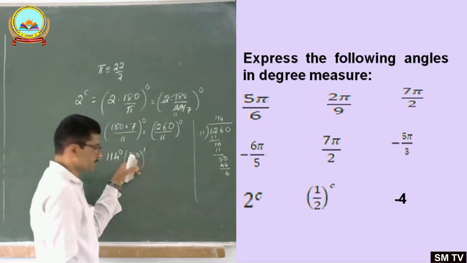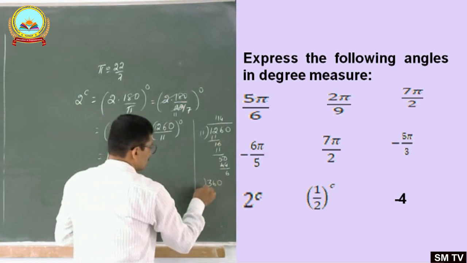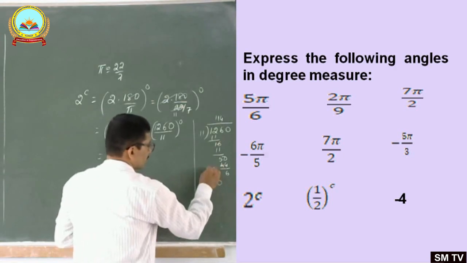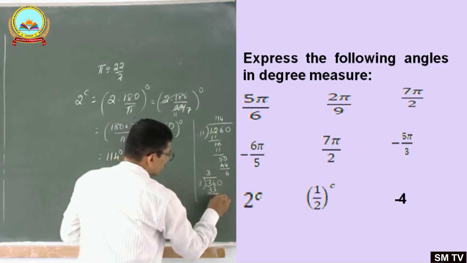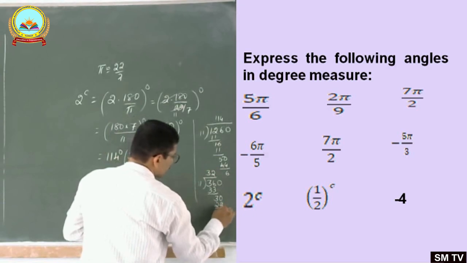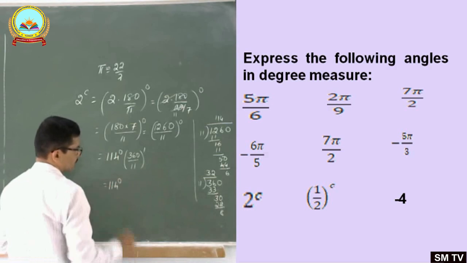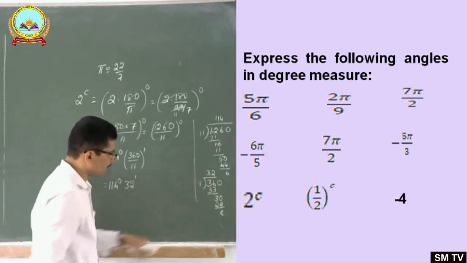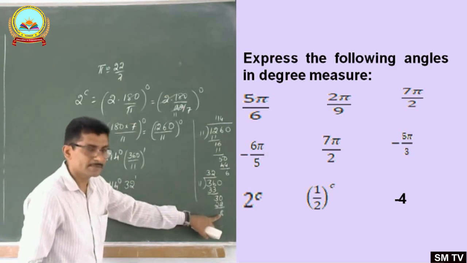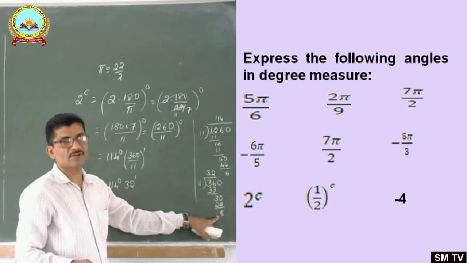Again, this one is an improper fraction. Again, using the division algorithm, 360 divided by 11: 11 into 3, 33, the remainder is 3. 11 into 2, 22, the remainder is 8. Therefore you can write 114 degrees, complete minutes is 32 minutes, and the fraction of a minute is 8 divided by 11 minutes.